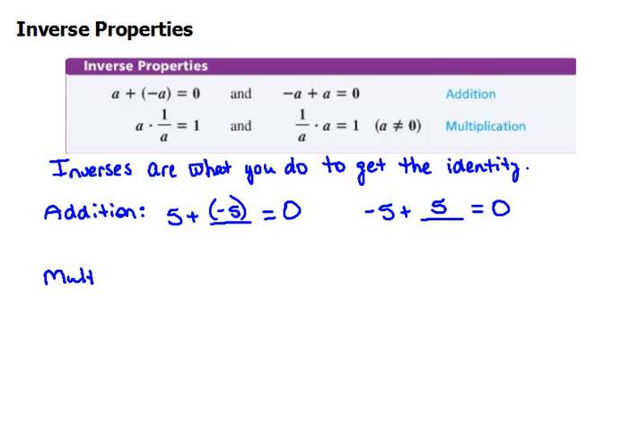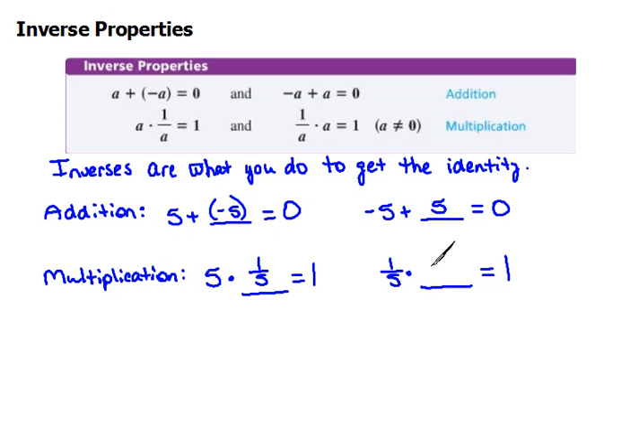For multiplication, if you'll remember, the identity for that was 1. It was what you multiplied to a number and it didn't change it. So again, let's take that number 5. What would I have to multiply times 5 to get that identity of 1? Well, that would be a 1/5. And then vice versa, what would I have to multiply to 1/5 to get the identity of 1? Well, that would be a 5.